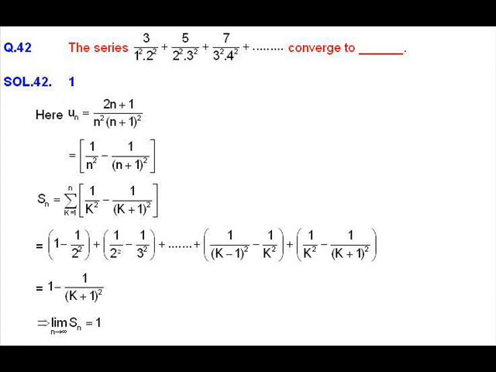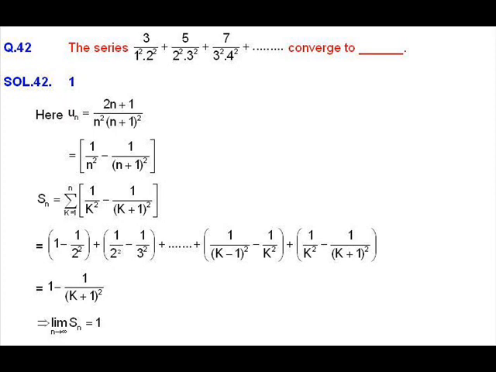Firstly, by observing the series, the nth term of this series is u_n equal to (2n plus 1) divided by n square times (n plus 1) whole square, and we can easily separate this nth term into two terms as 1 upon n square minus 1 upon (n plus 1) square. So here also the nth term is nothing but the difference of two terms.